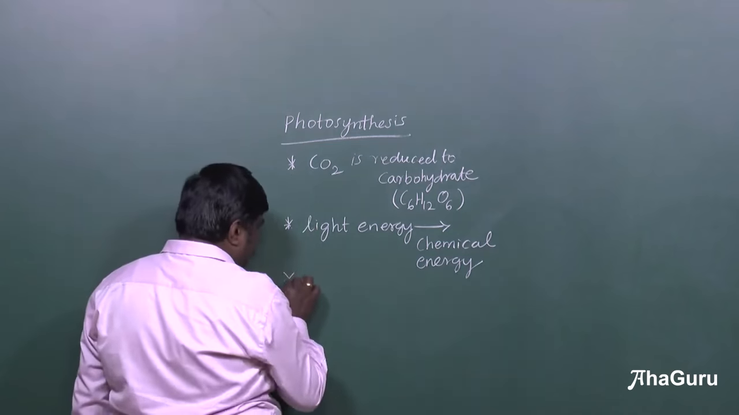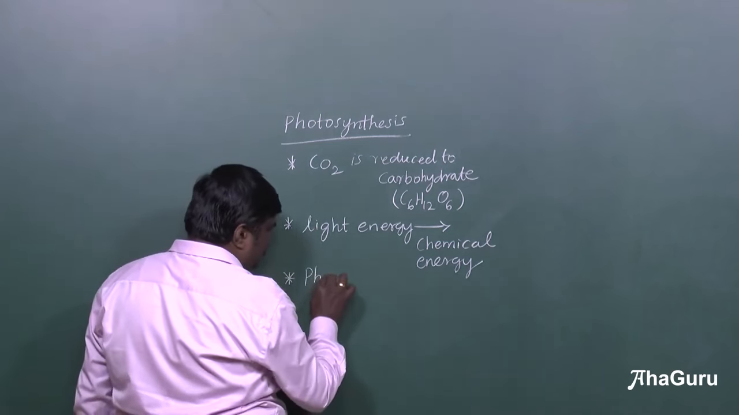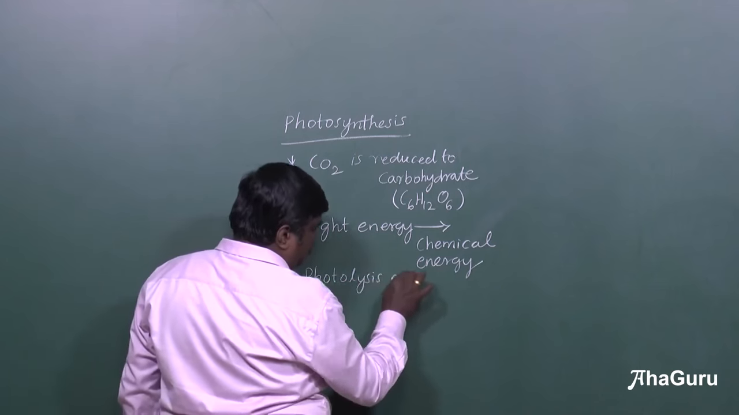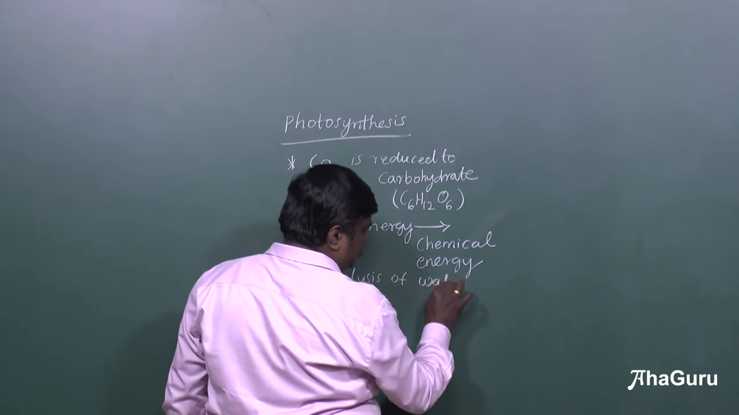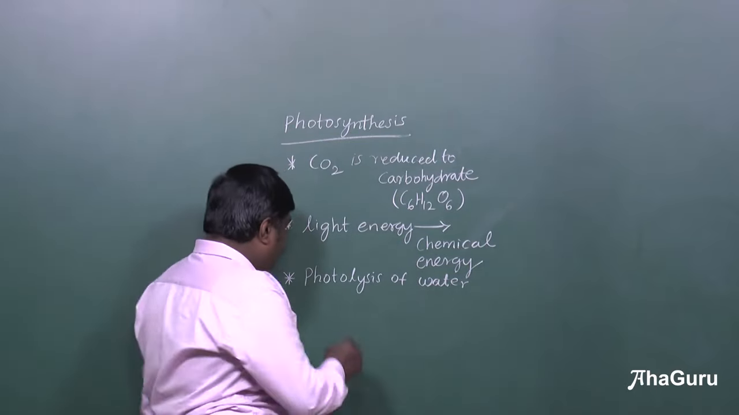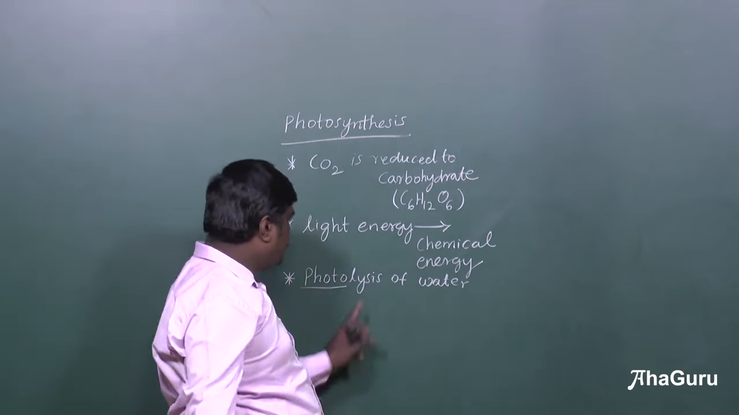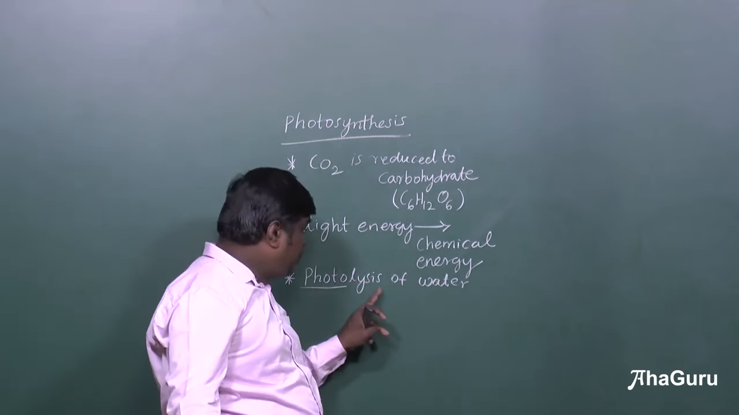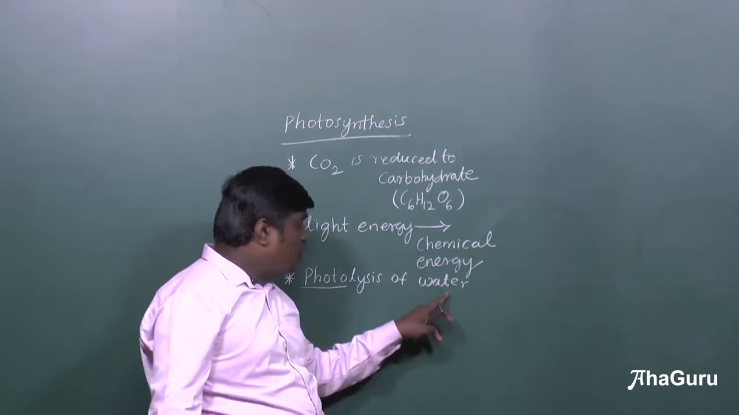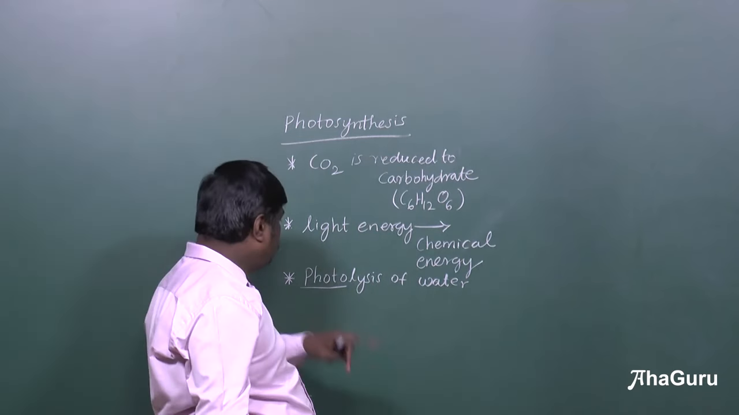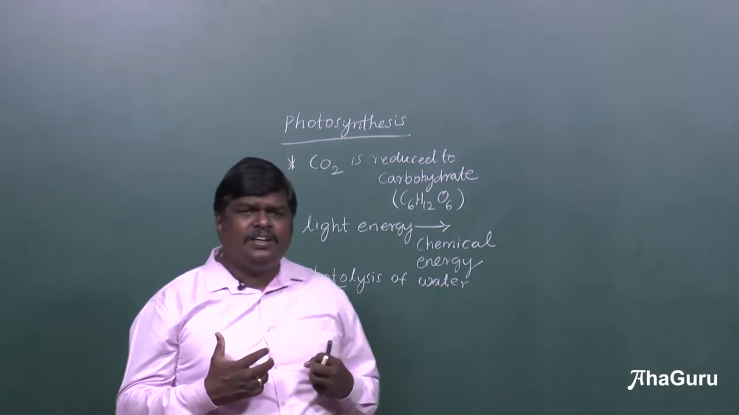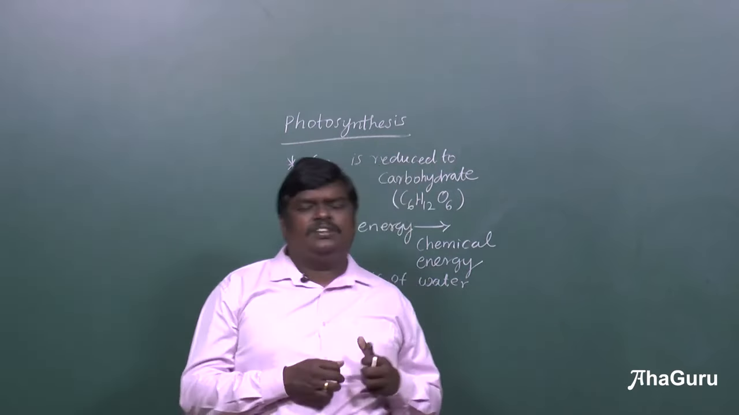And the third process that is taking place here is called photolysis of water. What is photolysis of water? Lysis means splitting. It is the splitting of the water molecule with the help of light. These are the three important processes that occur during photosynthesis.